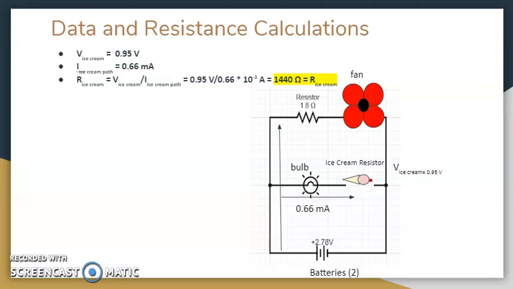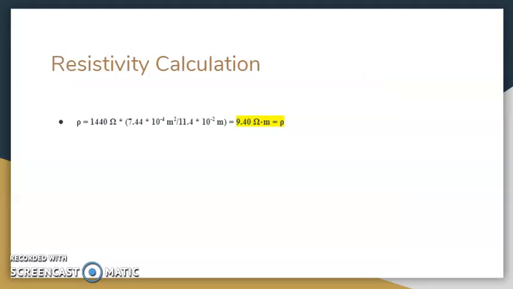When we measured the voltage across the ice cream resistor, we found that it was 0.95 volts. When we measured the current across, we found it was 0.66 milliamps. Then we took that voltage and divided it by the current in the ice cream circuit's path, and we found that the resistance was 1,440 ohms. To calculate the resistivity, we took that resistance value, multiplied it by our average cross-sectional area of the resistor, and divided it by the total length of the ice cream resistor, and found the resistivity was 9.40 ohm meters.